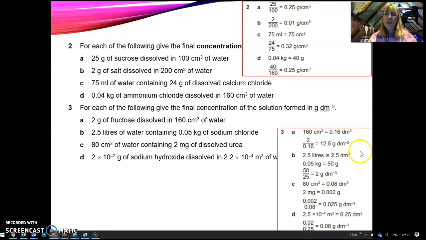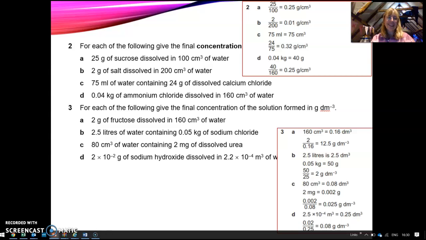Okay, part 3, a little bit more tricky. So the final answer for 3A should be 12.5 gram per decimeter cubed. B is 2 gram per decimeter cubed. If you wrote gram / decimeter cubed without the negative, that's correct. So gram per decimeter cubed is how we say it either way. Part C, 0.25 gram per decimeter cube. And part D is 0.08 gram per decimeter cubed.